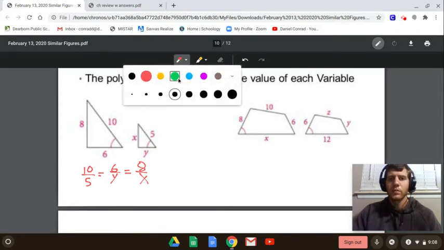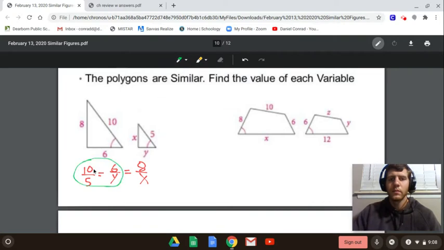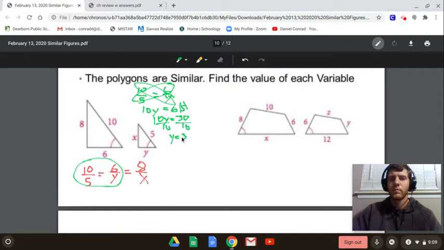So I'm going to pick the first two here, 10 fifths and 6 over y. So that's 10 over 5 equals 6 over y. We cross multiply here. So that's going to be 10y, and then 6 times 5. So that's going to be 10y equals 30. We divide both sides by 10, and we end up with y equals 3.